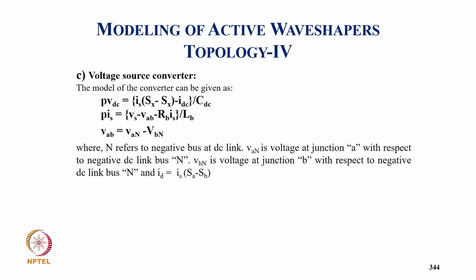Now coming to the voltage source converter, the model of the voltage source converter can be written as pVDC equals (Isx minus Sy minus IDC) divided by CDC, and pIs equals VS minus VAB minus RsIs, divided by Lb, and VAB equals VAN minus VBN, where N refers to the negative bus at the DC link, VAN is the voltage at junction A with respect to the negative DC link bus, and VBN is the voltage at junction B with respect to the negative DC link bus, and IDC equals Is times (SA minus SB).